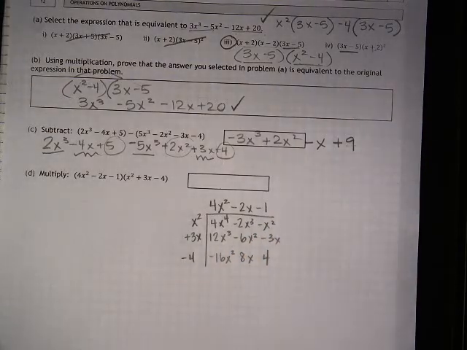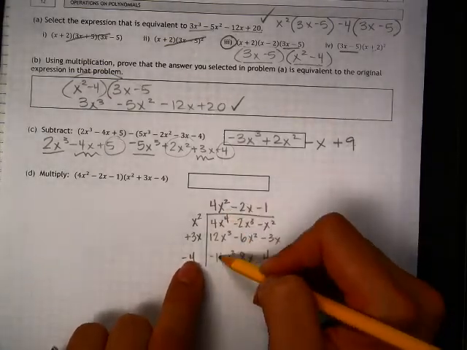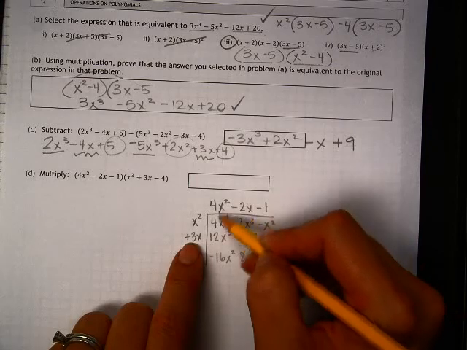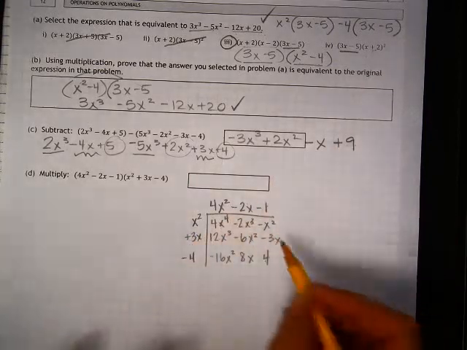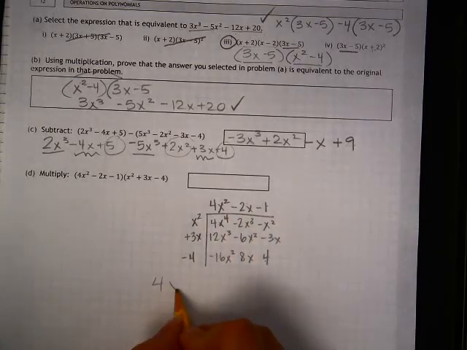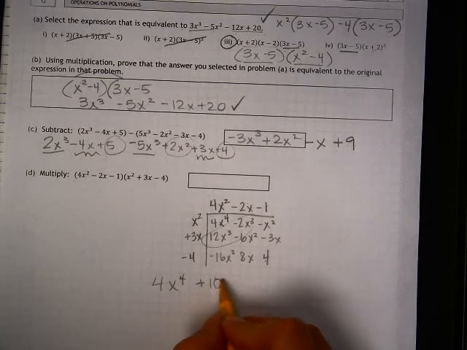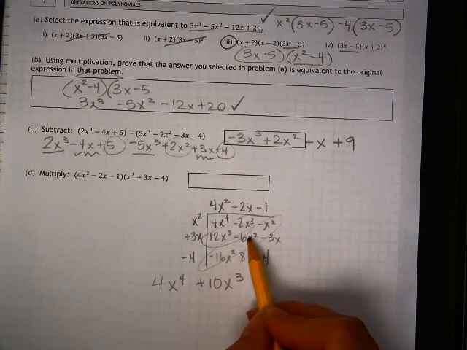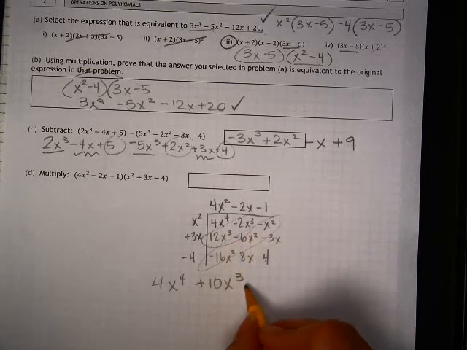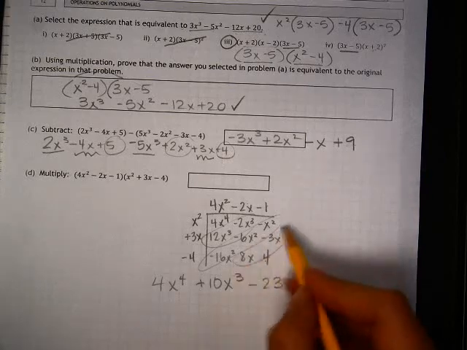So I needed to be real careful with all of my signs. Let me just check it. So that's a positive, a negative, a negative, a negative, a positive, a negative, a negative, a positive. Okay. So let's see, I have 4x to the 4th. Those guys are the same. All of those are the same. So it's 16, 17, 18, 19, 20, 22, 23. These guys are the same.